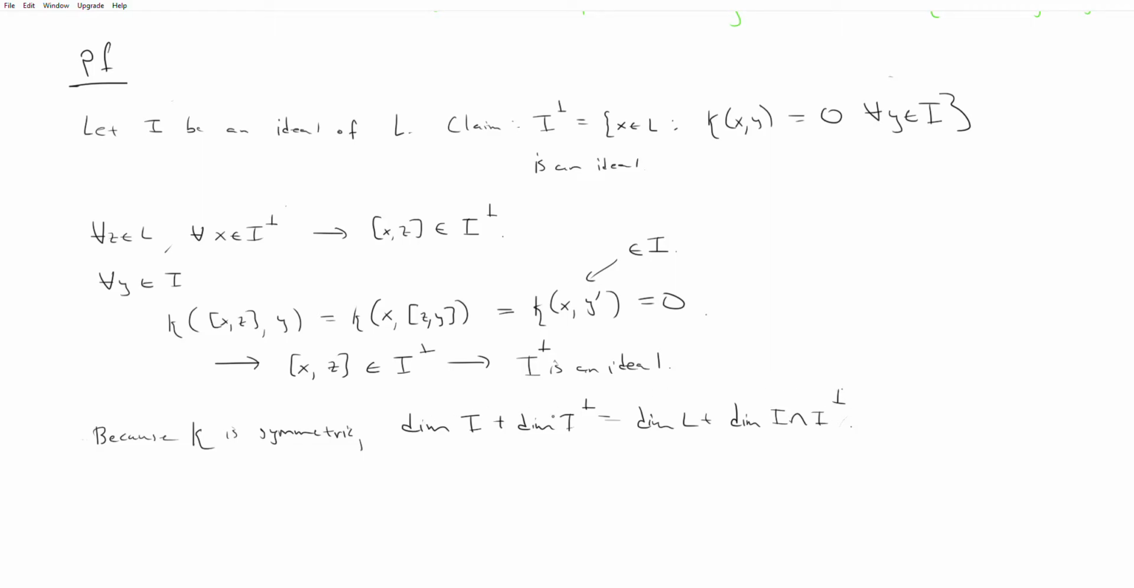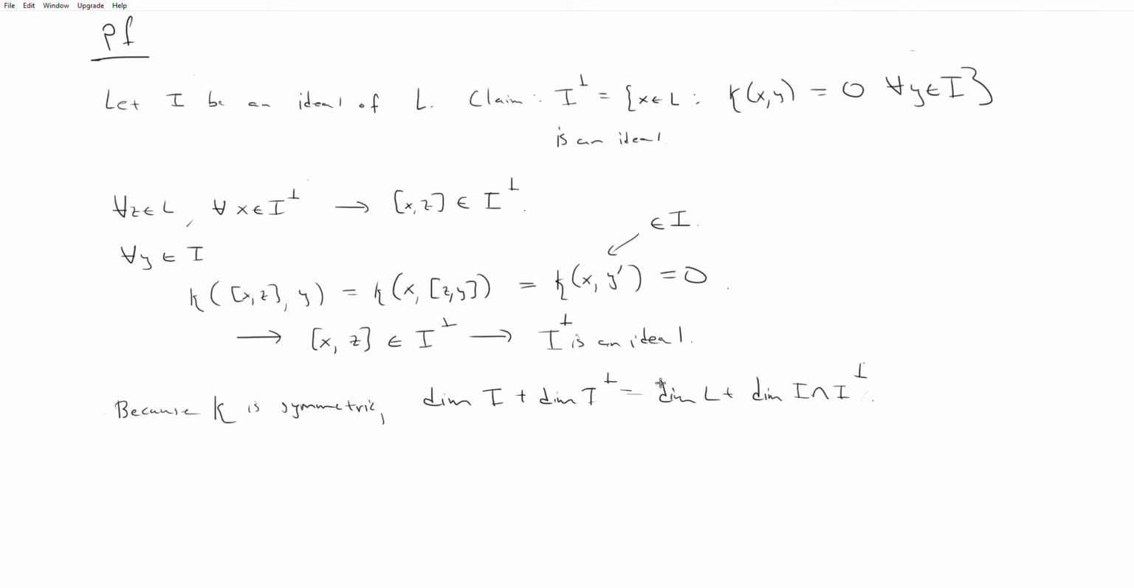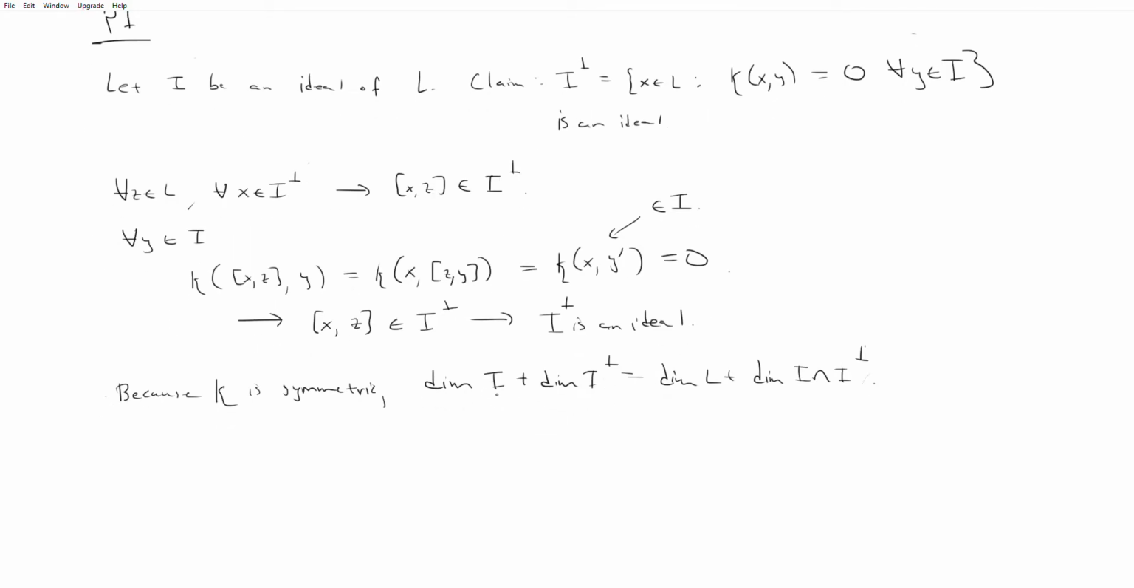Because then we have dim I plus dim I perp is equal to dim L, and so that means I direct sum I perp has to be L, because they have no intersection. And so how might we show this? Well, this is where Cartan's criterion comes in, and this is why we need our assumptions on our fields.